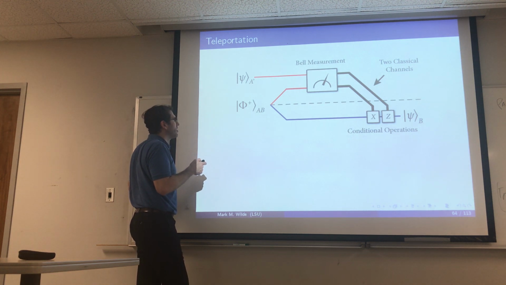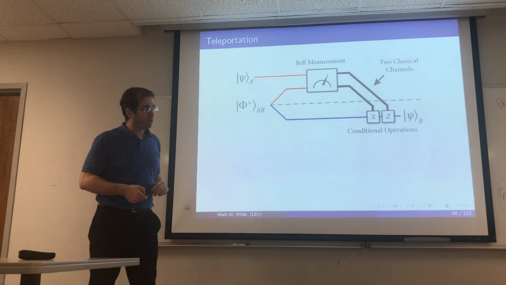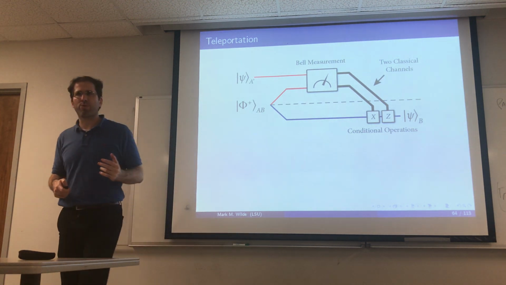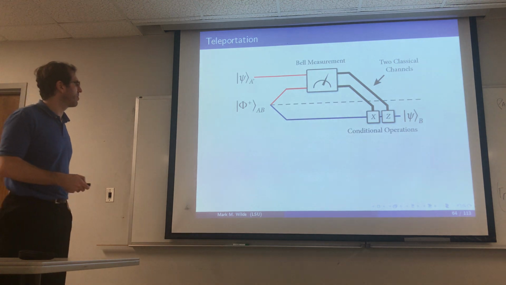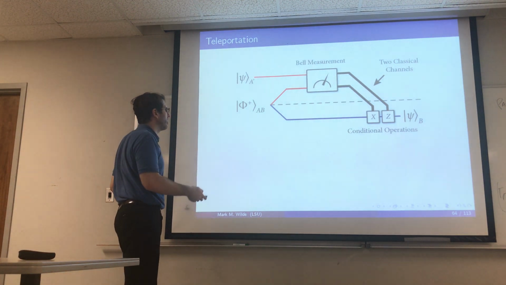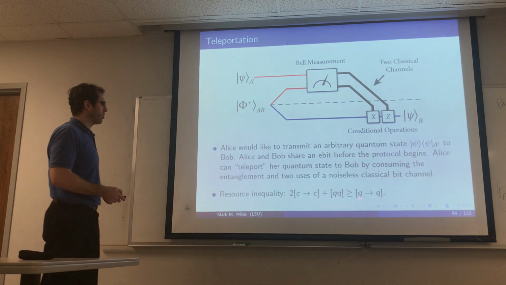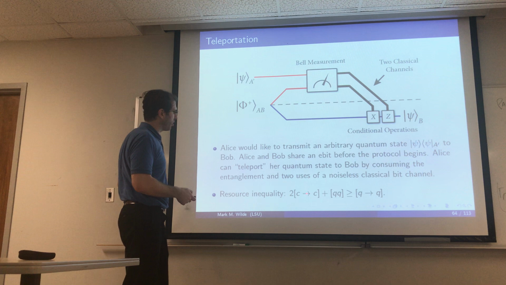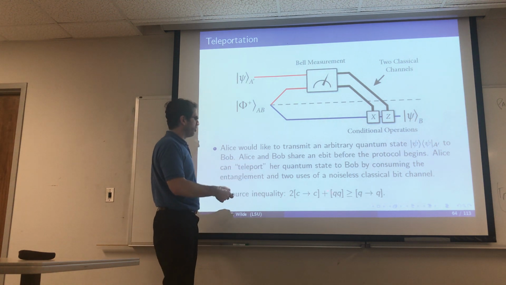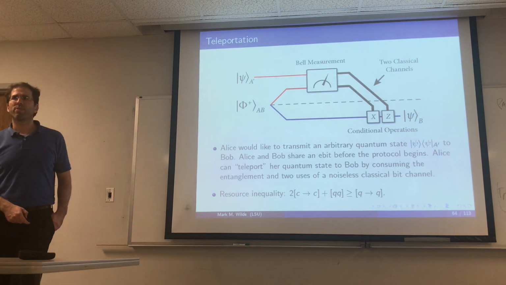So how does it work? Alice will do this Bell measurement, send the 2 classical bits to Bob, and then he'll do these rotations, these Pauli operations, conditioned on the measurement outcomes. And then you check the math and you see, oh, okay, the qubit's teleported. So the resource inequality is this one. By using 2 classical bits and using an E-bit, we can generate a qubit channel.